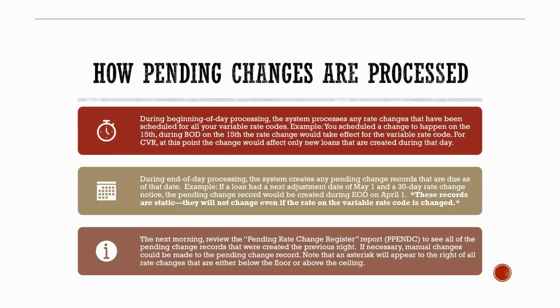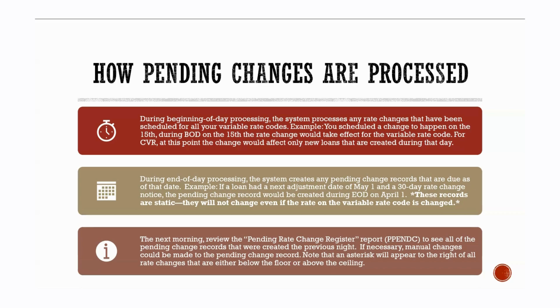During end of the day processing, the system creates pending change records as of that due date. So if you had a loan whose pending change was due May 1st and they had a 30-day rate change notice, during end of day processing, the pending record would go back to end of day April 1st to create the pending change records. So once these records are created, it is what will happen on May 1st for that individual member.